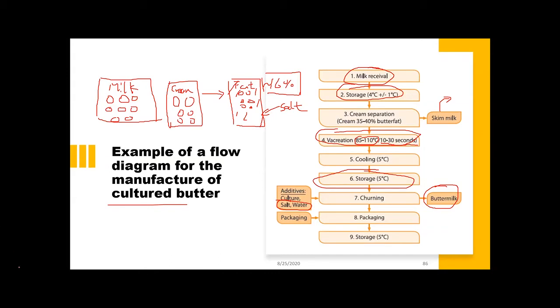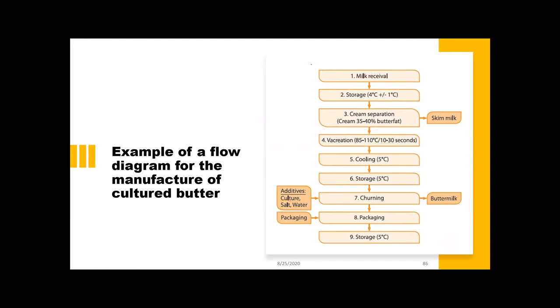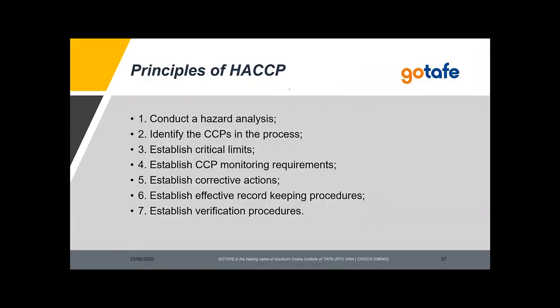So once you have done this flow diagram, you are going to do the next step. So that's the next 7 steps. The first 5 steps are basically the preparation: let us understand what our product is and what is the process of getting the final product. And the next 7 steps, we call the principles of HACCP. Okay, so we can quickly go through that.